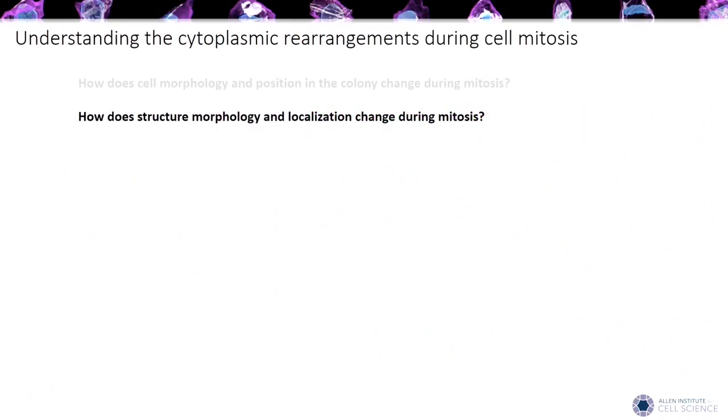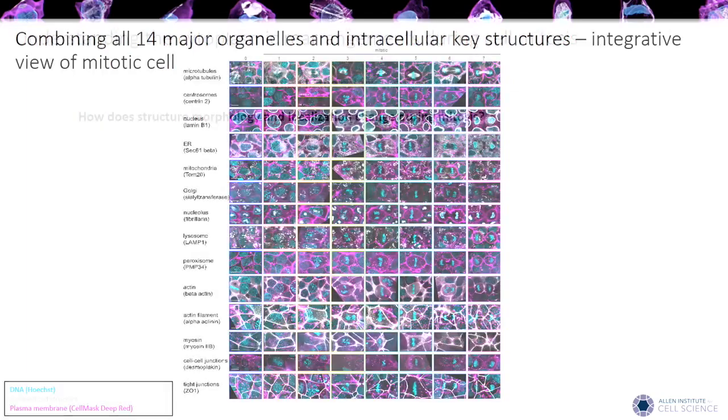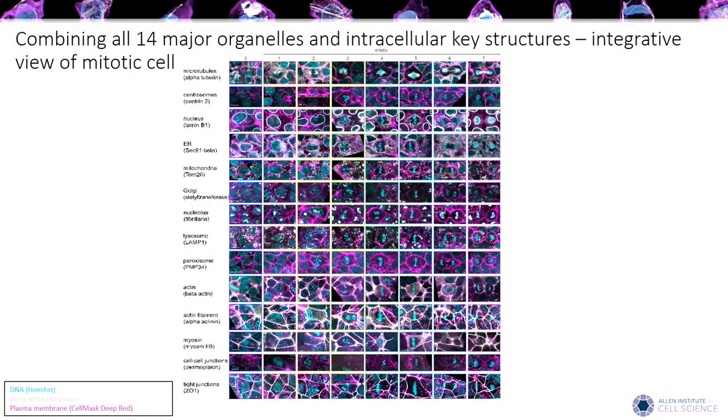We can also look at how structures behave as cells divide. And I think this is one of the most beautiful slides I have ever shown in any talk I have ever given. Those are our 14 structures. And we can do the classical approach. We can look at a structure over time in the cell cycle, and we can understand how the structure changes, how the morphology changes, where the localization is.